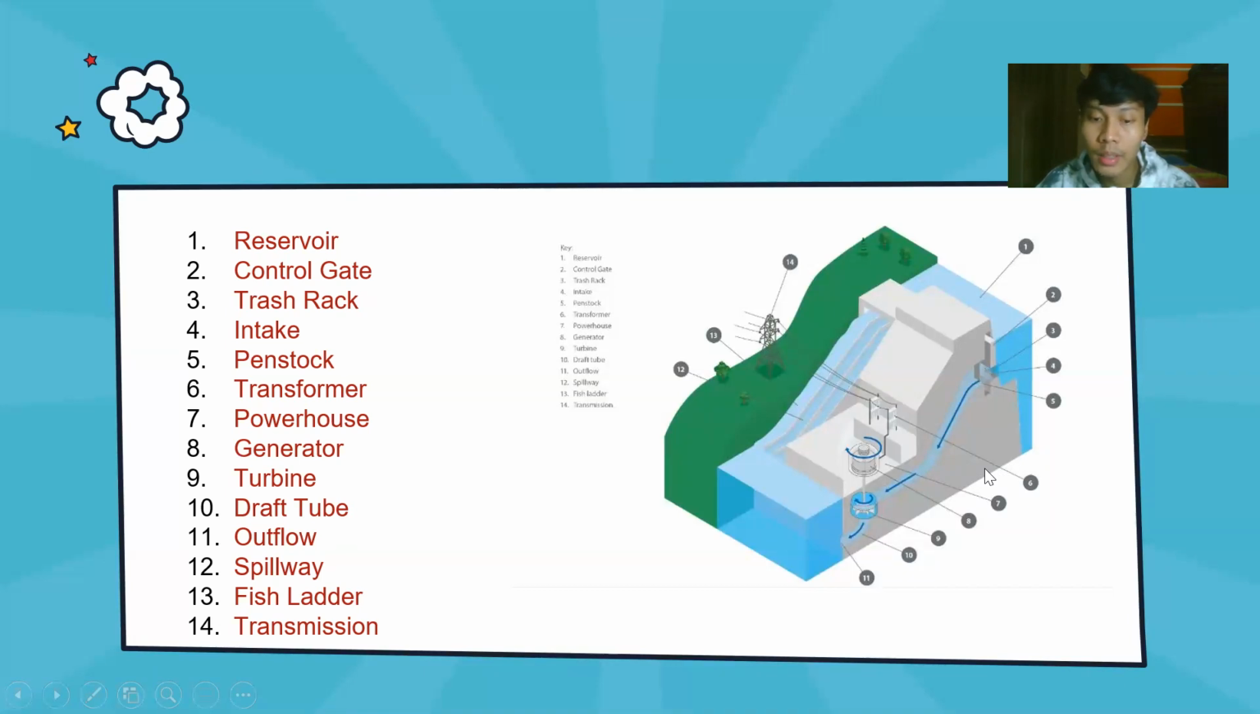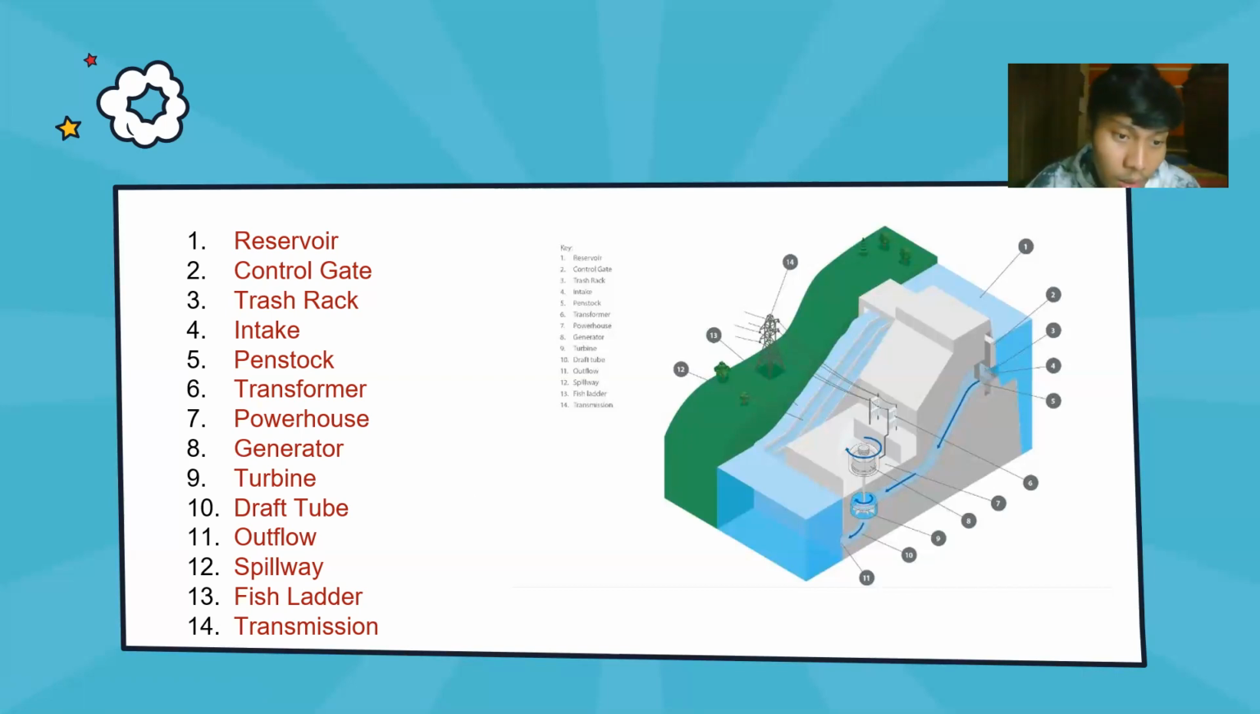And it uses the mechanical energy to produce electrical energy. Number 9 is the turbine. The turbine is a mechanical component that is used to convert primary energy into mechanical energy in the form of rotation.